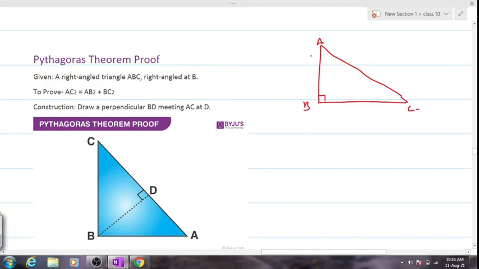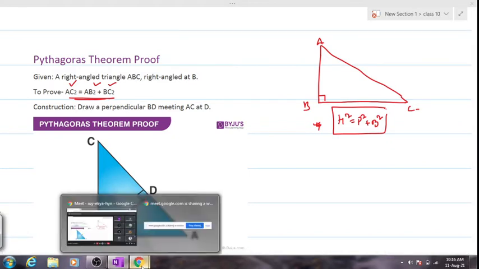Clear? So by Pythagoras theorem, what do we know? That AC square will be equals to AB square plus BC square. Yes or no? Hypotenuse square will be equals to perpendicular square plus base square. Clear? This is what you have known all this while. But the proof is also necessary. Clear? So now before starting the proof, first of all, what you have to do is drop an altitude from point B to point D.